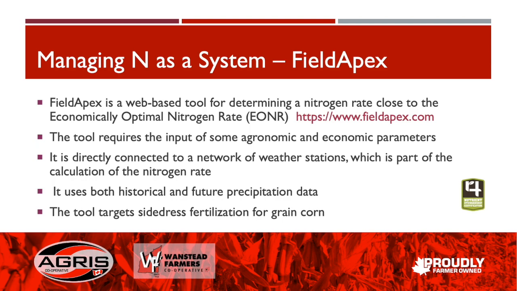The tool requires some input from an agronomic and economic standpoint. It's directly connected to a network of weather stations, which is part of the calculation. It uses both historical and future precipitation data, and the tool targets a side dress fertilization program on corn.